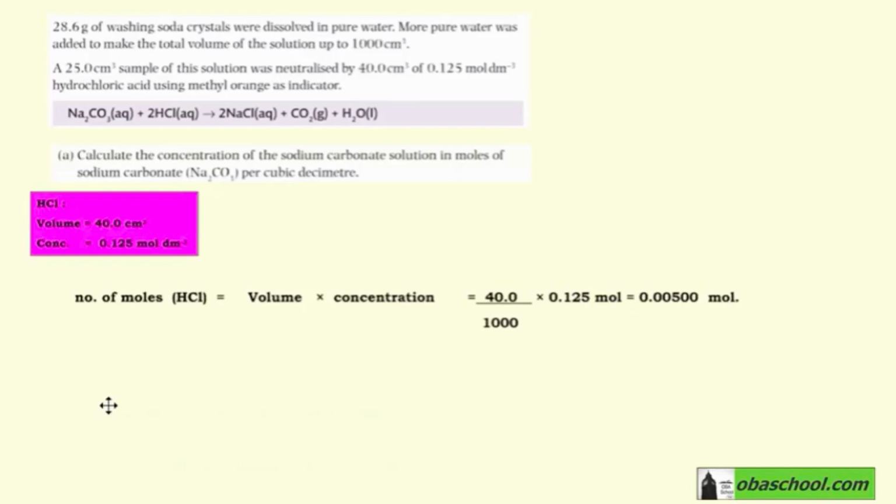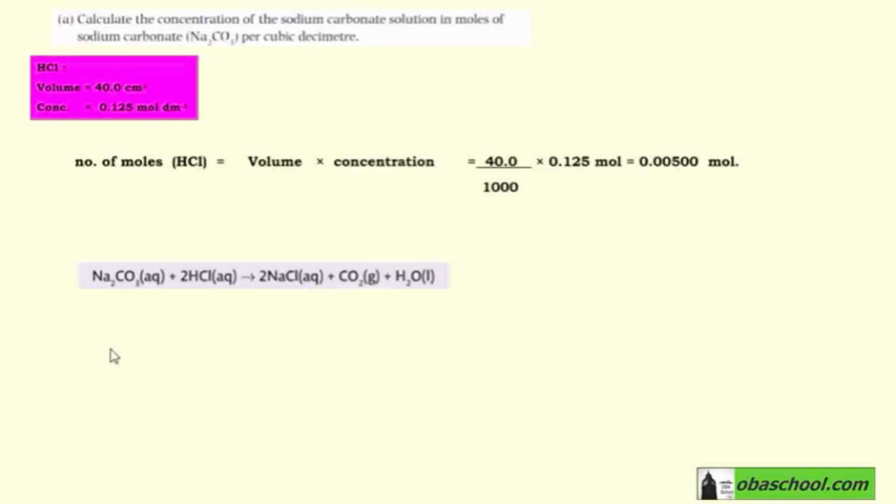The second step is to look at the equation and see if I can make an interpretation. So previously we found the number of moles of hydrochloric acid, but let's find the number of moles of sodium carbonate. Let's do an interpretation for this equation. 1 mole of sodium carbonate reacts with 2 moles of hydrochloric acid. Notice we have 1 mole here and 2 moles here. So the number of moles of hydrochloric acid is double the number of moles of sodium carbonate.